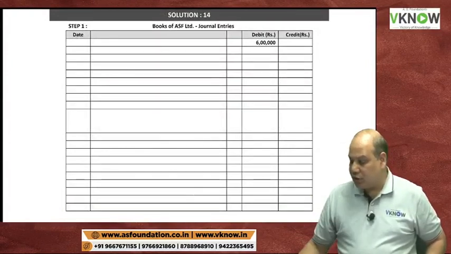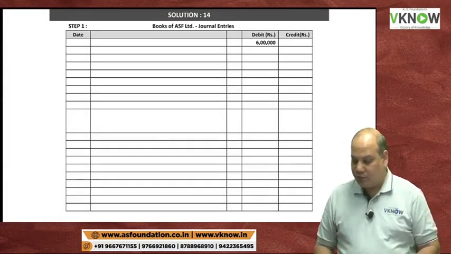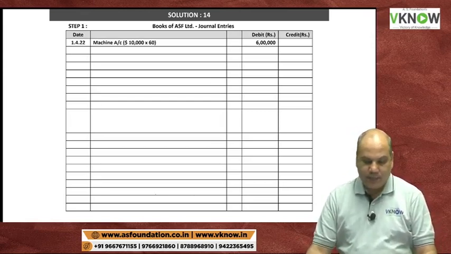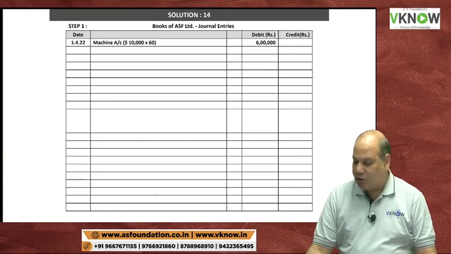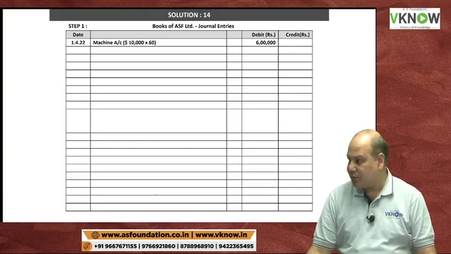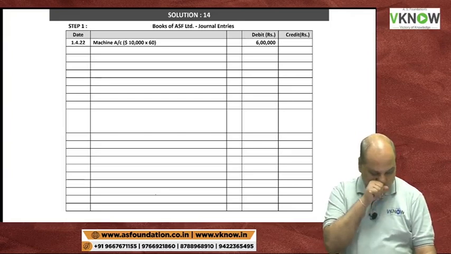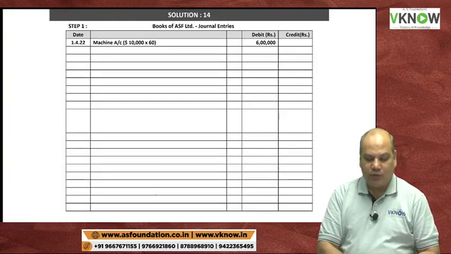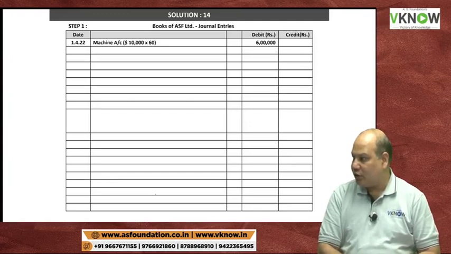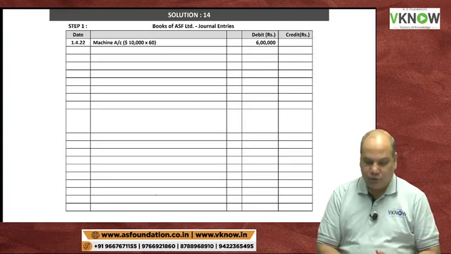So we are here right now and we are going to pass the journal entries. So please write down books of ASF Limited, journal entries. Date, particulars, debit, credit, figures in rupees. If you have a scale, you can draw the format using a scale. I need to pass 6 or 7 journal entries for each transaction.